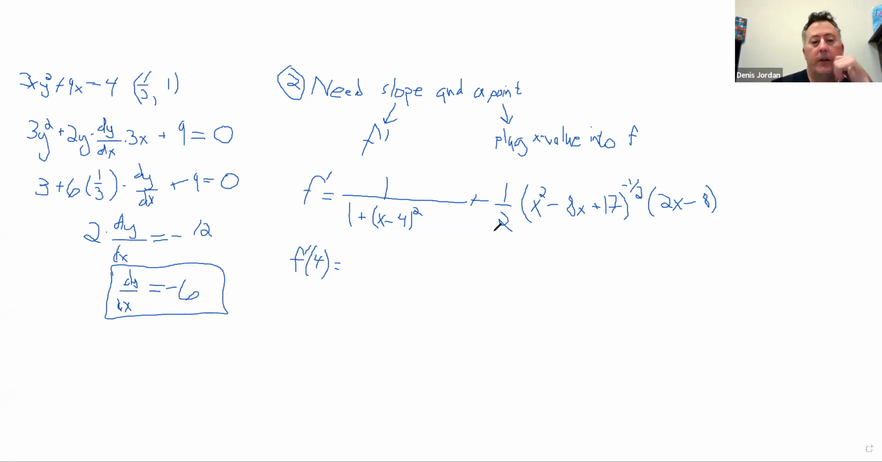Because if you plugged in the 4, if you plug it into this first fraction, you have x minus 4. So if that 4 is in there, that whole term that's being squared is now 0. So that first fraction just goes to 1. And then if you look at this mess over here, if you plug 4 into this back set of parentheses, that makes it 0. And anything times 0 is 0. So your slope just comes out to equal 1.